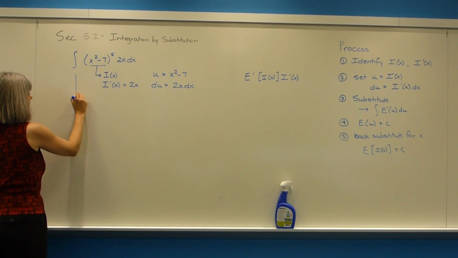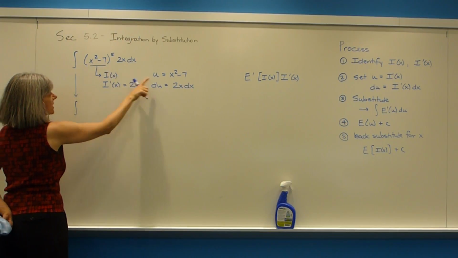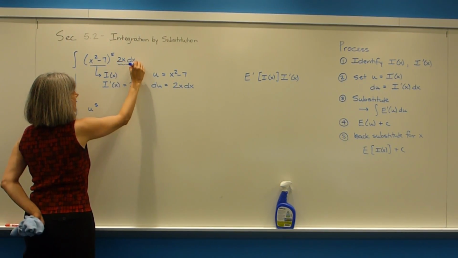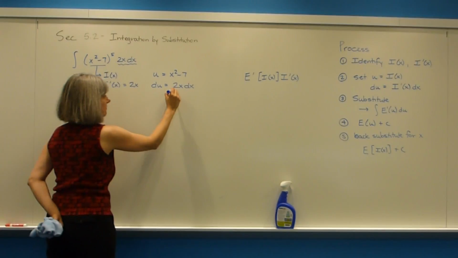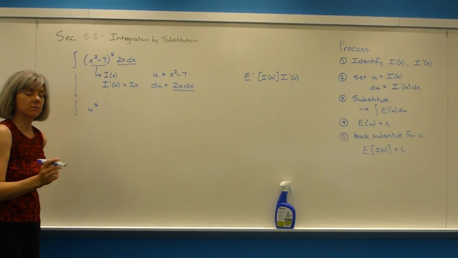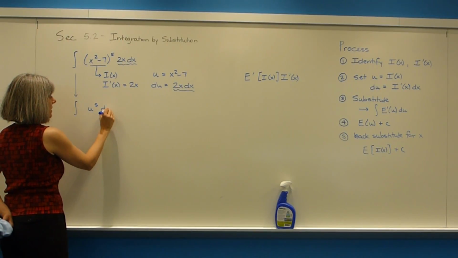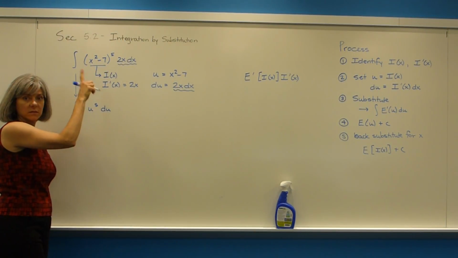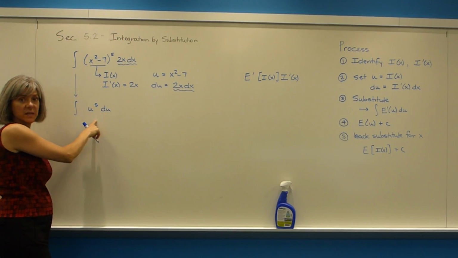So coming down here, x squared minus 7, that's u. So then u to the 5th. And now look at what we have here: 2x dx. 2x dx, exactly du. What have we turned it into? We have turned this composite difficulty into a very basic function.